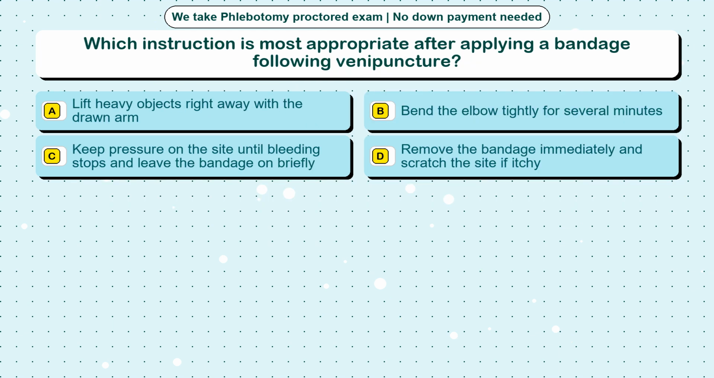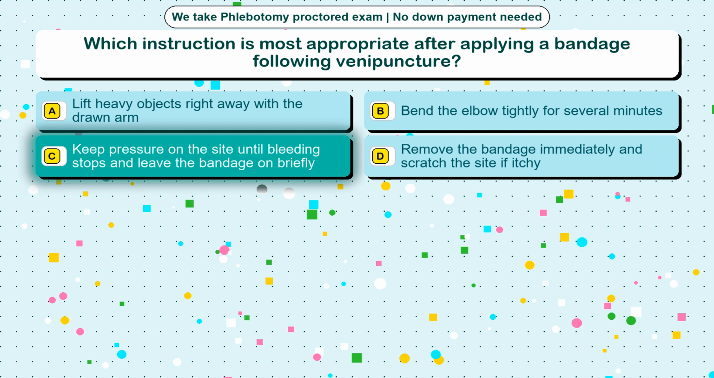Question 70. Which instruction is most appropriate after applying a bandage following venipuncture? Option A, lift heavy objects right away with the drawn arm. Option B, bend the elbow tightly for several minutes. Option C, keep pressure on the site until bleeding stops and leave the bandage on briefly. Option D, remove the bandage immediately and scratch the site if itchy.